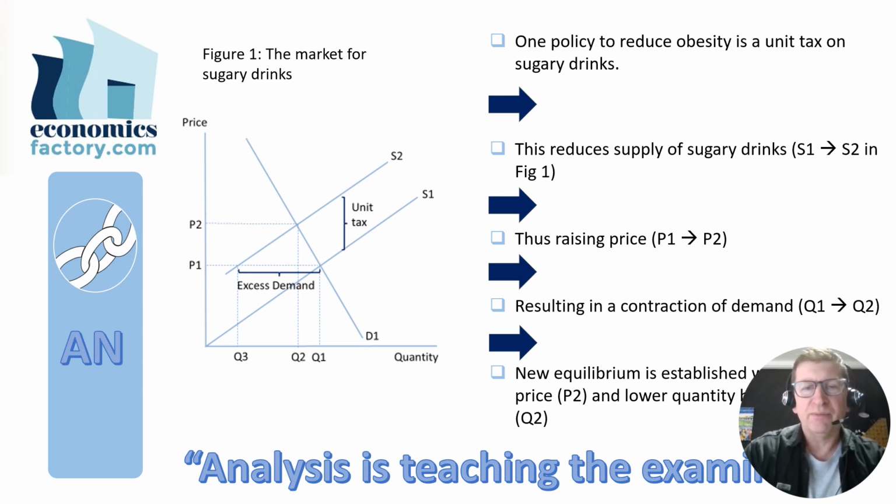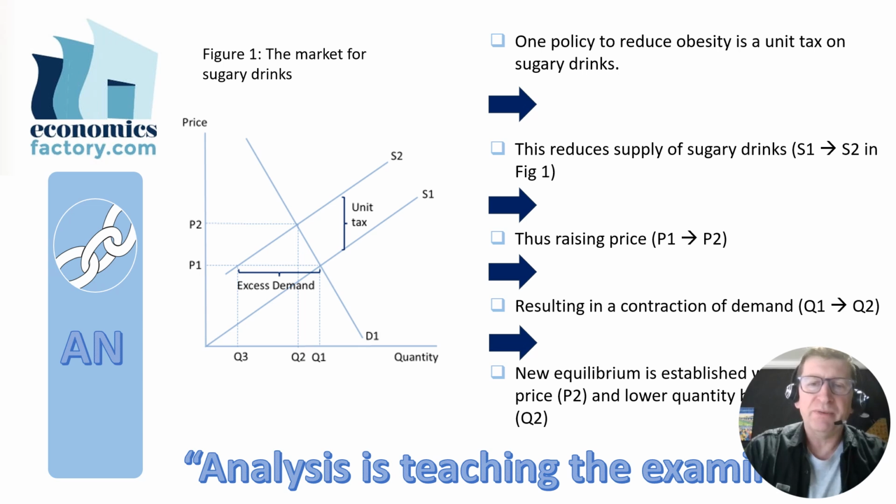So here on screen, we've got a student who's writing about policy to reduce obesity. And they've made a point, one policy to reduce obesity is a unit tax on sugary drinks. Now, they've done quite a nice chain of analysis here. They've got 4 links in it. They've got a nice diagram by the side, which makes sense. And, hats off to this student. They've given it a title, The Market for Sugary Drinks. So they've got their little AP from the examiner by the diagram.